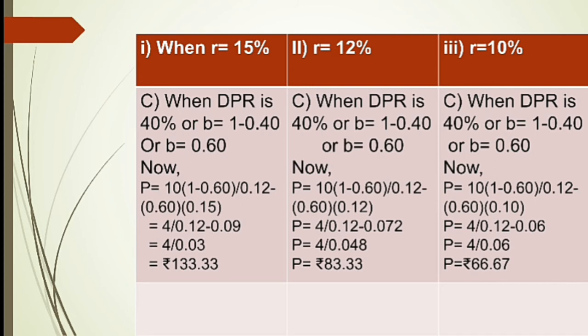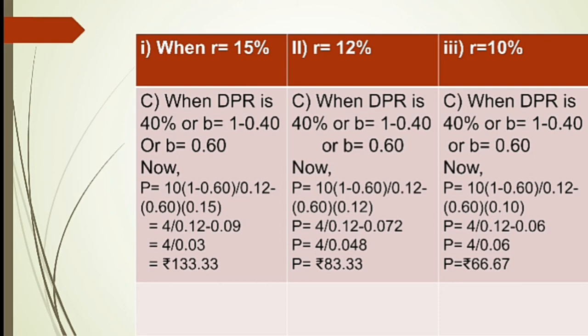Now what we get after solving the second main line? P equals 4 divided by 0.06. And lastly we get rupees 66.67 per share for XYZ Limited Company when R equals 10% and the dividend payout ratio is 40%.